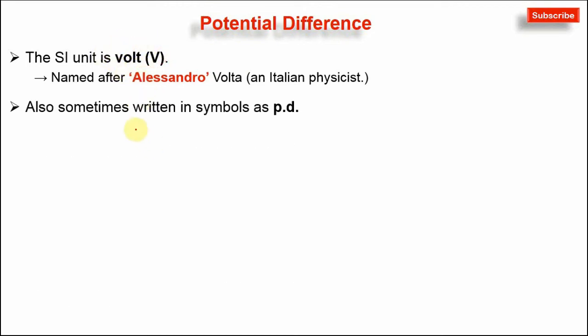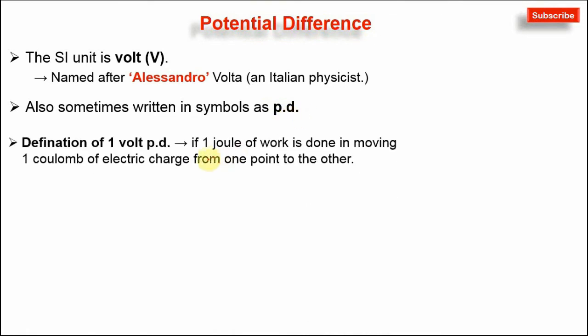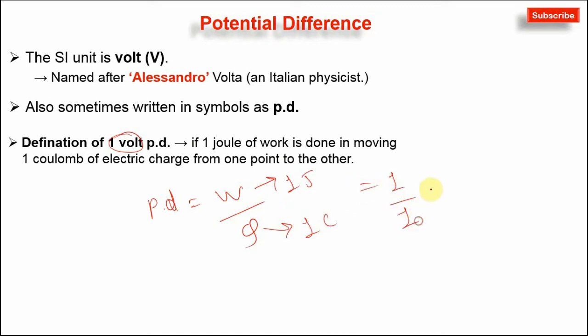Another symbol which we can use for representing potential difference is simply P.D., small p dot small d dot. Now here is the definition of potential difference in terms of 1 volt. If potential difference is equal to W upon Q, and the value of W is 1 joule and the value of Q is 1 coulomb, then obviously 1 upon 1 becomes 1 volt.